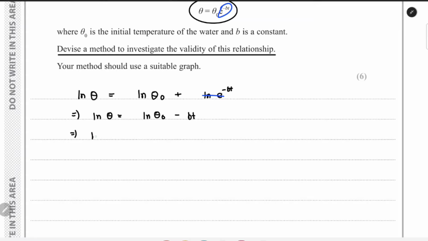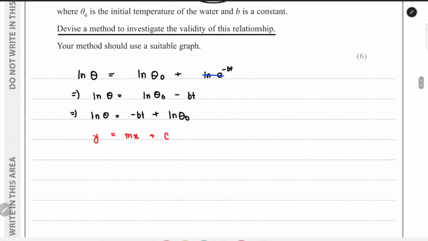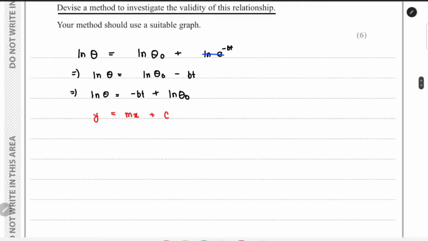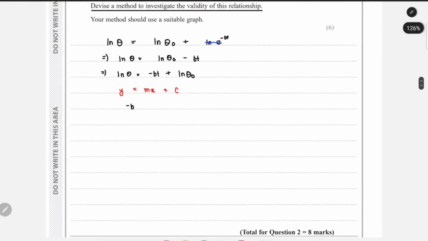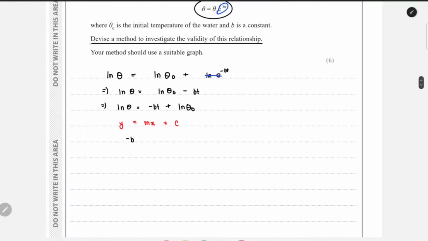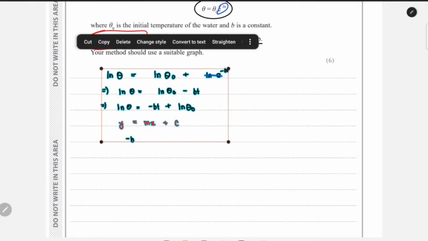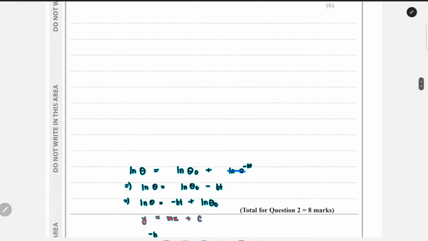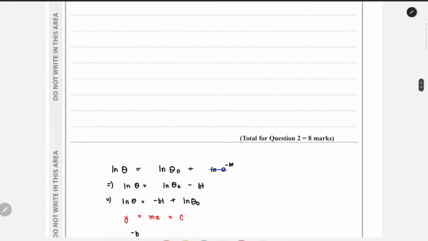If we rearrange this further, we get ln theta equals minus bt plus ln theta naught. We can compare this to y equals mx plus c. The gradient of the graph will be minus b. This is not the whole answer. The answer wants us to devise a method to do this. This is the graph we'll get after using our method. So we need to think about this. We'll keep this here.